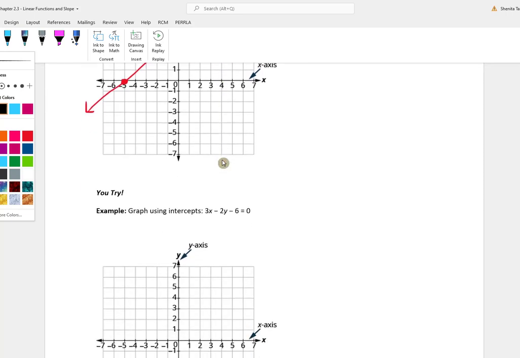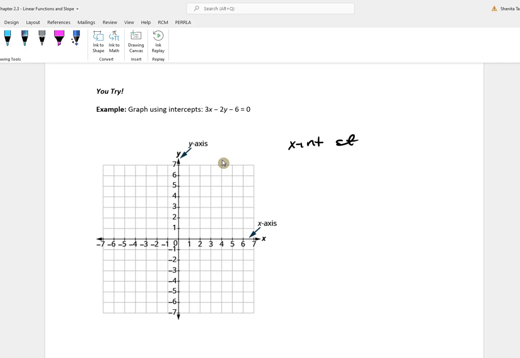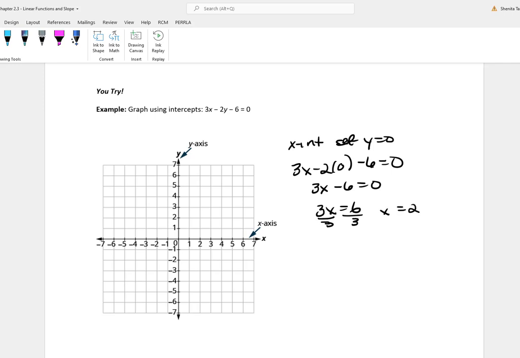Alright, the next one is a U-try problem. I'll go ahead and work this out. We're going to do the x-intercept. We're going to set y equal to 0. Oops, set y equal to 0, sorry. We end up with 3x minus 6 is equal to 0. Add 6 to both sides. Divide everything by 3. X is 2. So your x-intercept is 2, 0.